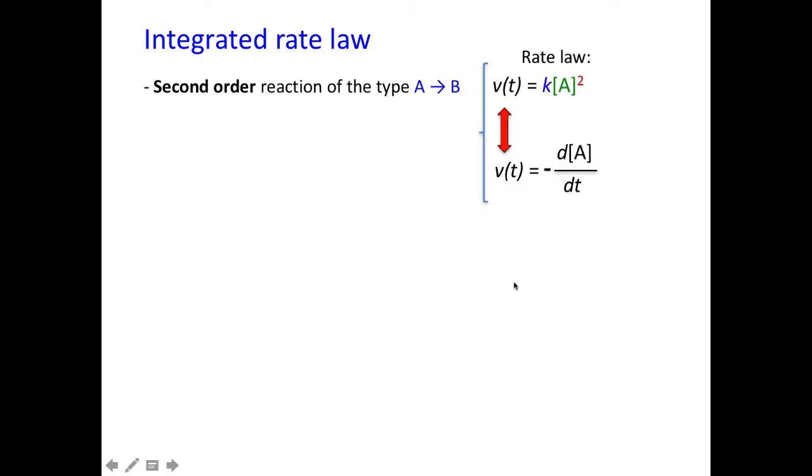Now, we rearrange this, we want to get time on the left side and concentrations on the right side. So we just rearrange this, k dt equals to this here. And again, we need to integrate the left side and the right side to derive our integrated rate law.